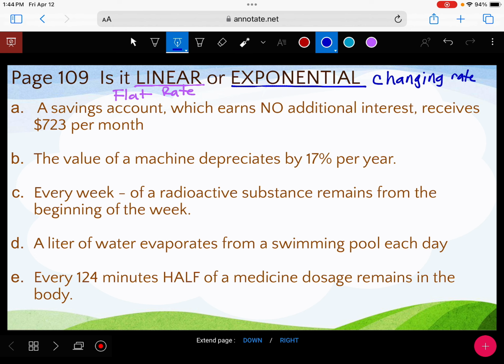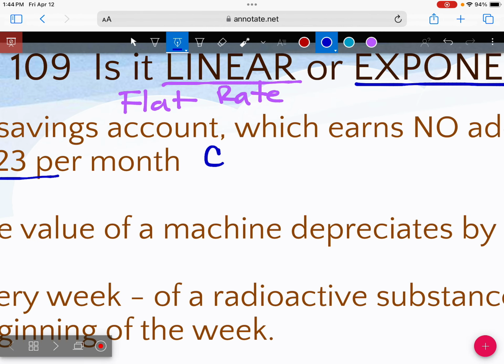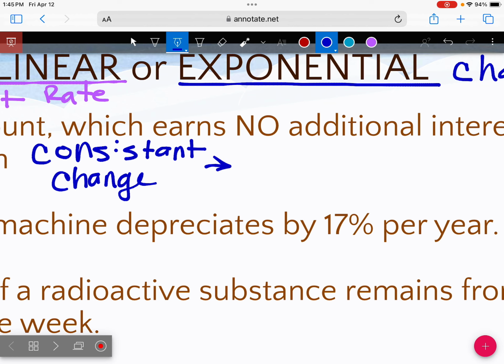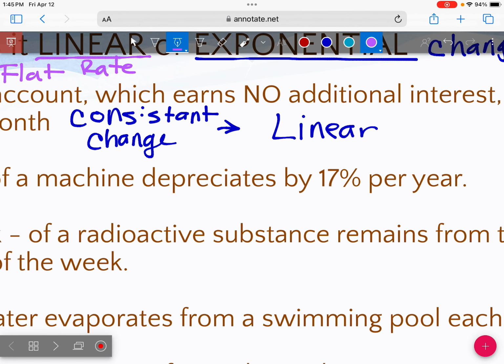All right, what do we think about A? Linear. I agree with you. It receives $723 a month. That is a consistent change. So if it is a consistent change or a flat rate or changes by the same amount each time, that makes it linear. How about B? Exponential. It depreciates by 17%. So since it changes by a different amount each year, that makes this exponential.